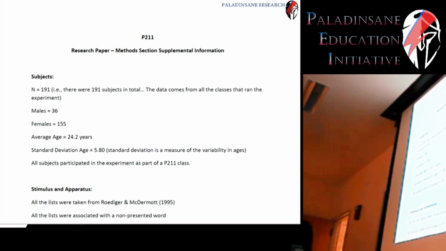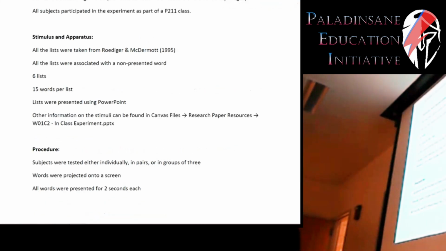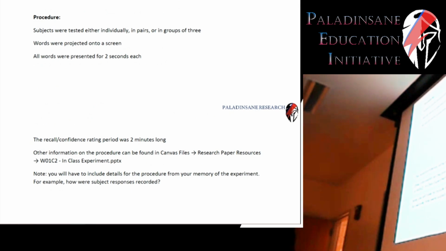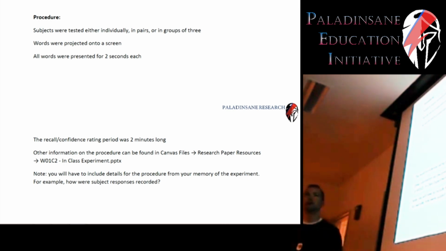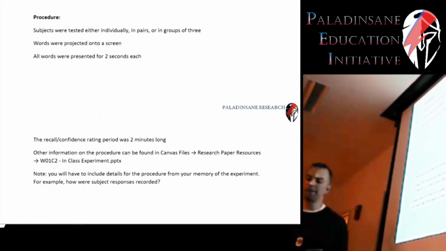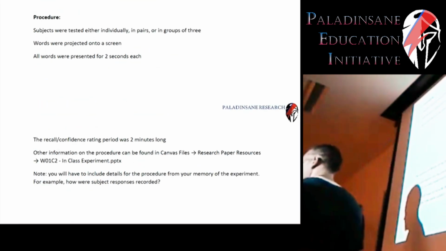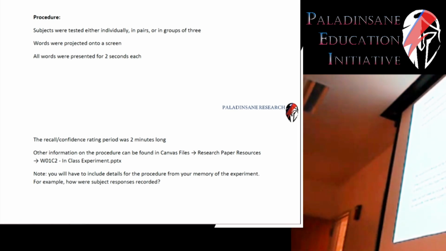So definitely all this information will find its way into your method section somewhere, but also this is necessary, but it's not sufficient. So you will have to include details, especially for the procedure, from your memory of the experiment. So it's not all outlined here, especially for the procedure, it's just the details that you might not have been aware of. All right, so that's available on Canvas. Download that to help you write your method section.